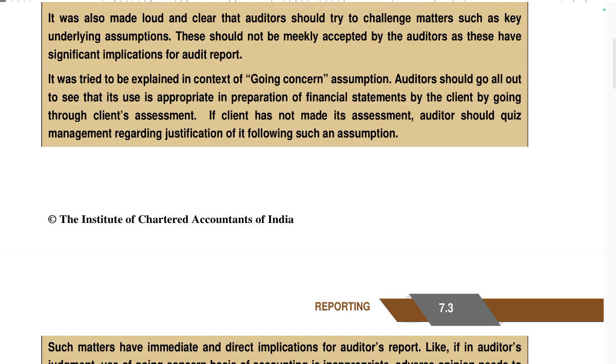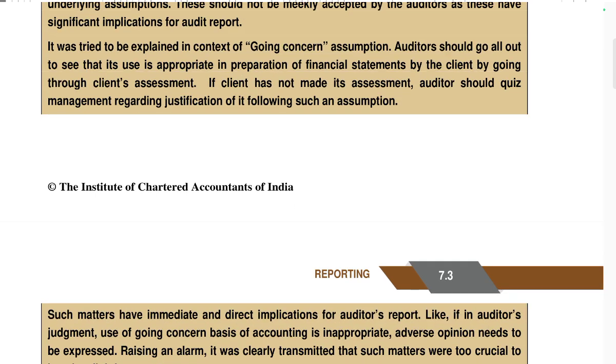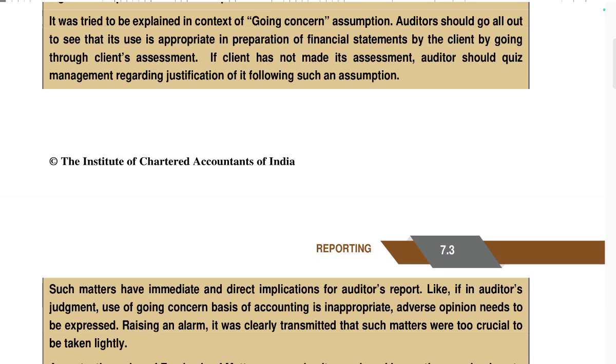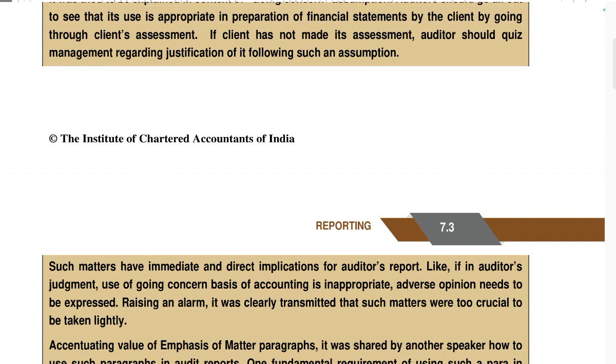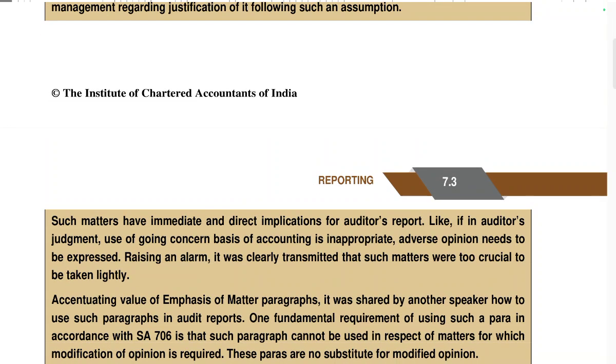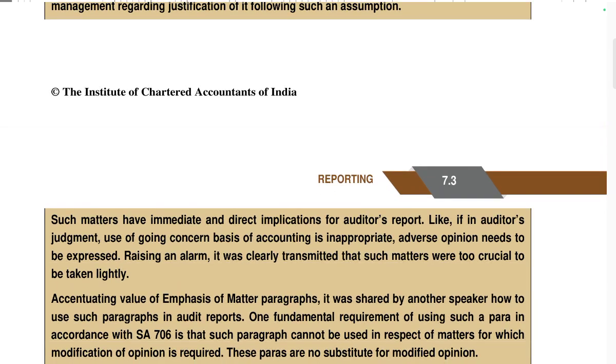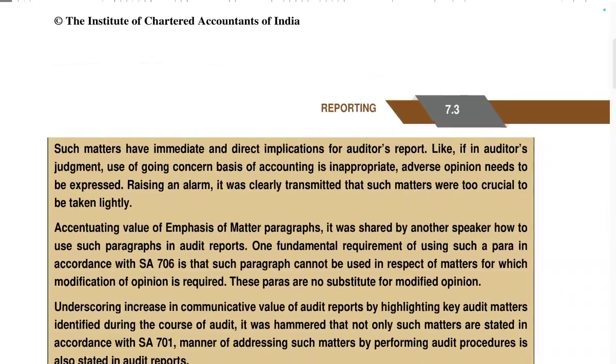This is especially so in the going concern assumption. The auditor should seek to evaluate whether the going concern basis is appropriate for the preparation of the financial statements by the client, by going through the client's assessment. If the client has not made its assessment, the auditor should request management to make it, with justification for following such an assumption. Such a matter has an immediate and direct implication for the auditor's report.